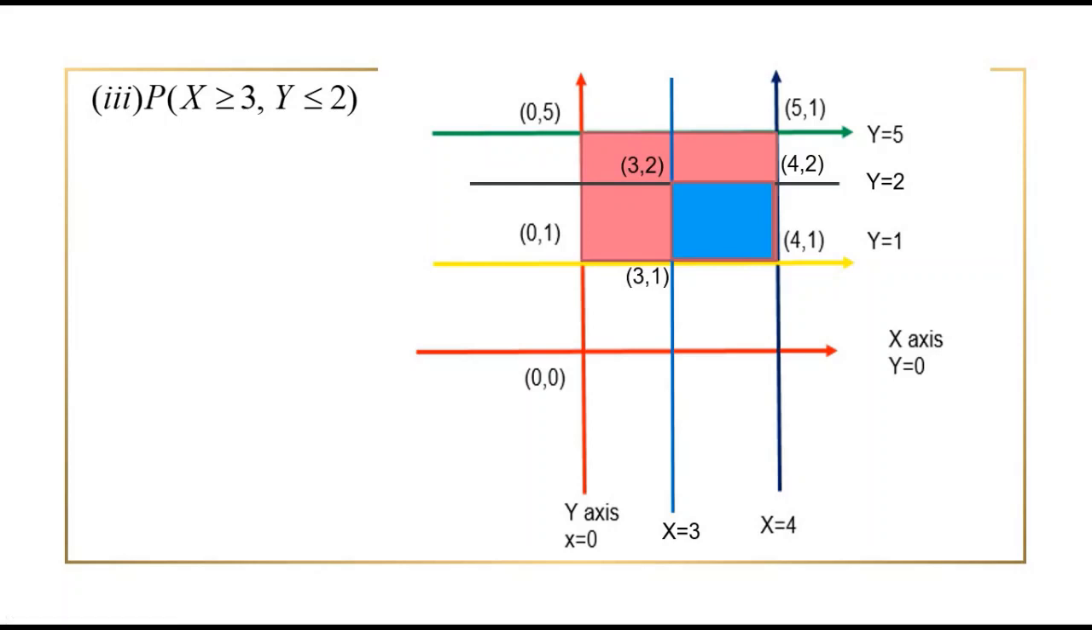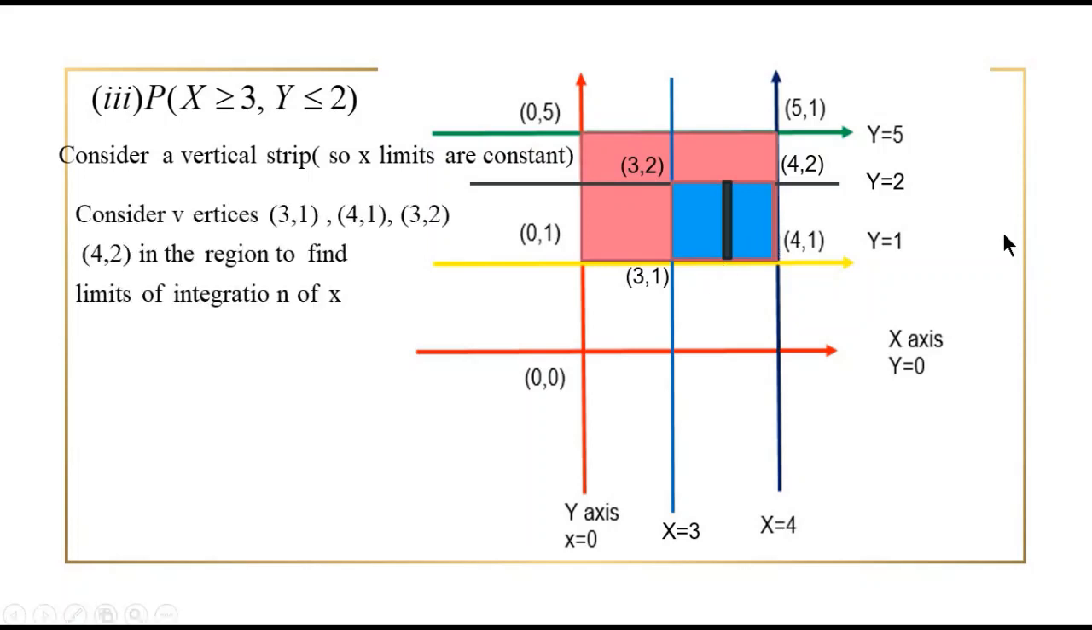Now, to find the limits for this region, we have to draw a vertical strip. You can draw either a vertical or a horizontal strip because we need the limits for both as well. When you draw a vertical strip, to find the limits of integration of x, consider all the 4 vertices. The limits of x vary from 3 to 4. Therefore, we get the value of x as 3 to 4.